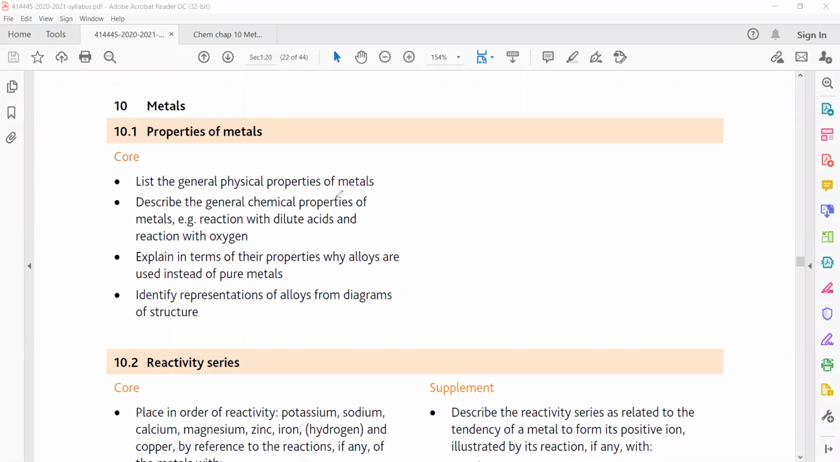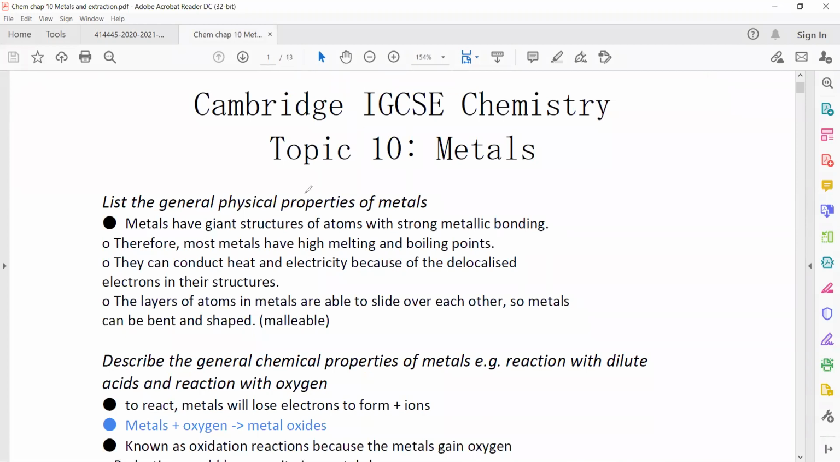You should be able to list the general properties of the metal. What are the general properties of the metal? As you can see, most of the metals have high melting and boiling point. They can conduct heat and electricity, and they are malleable because their layers can slide past or slide over each other.